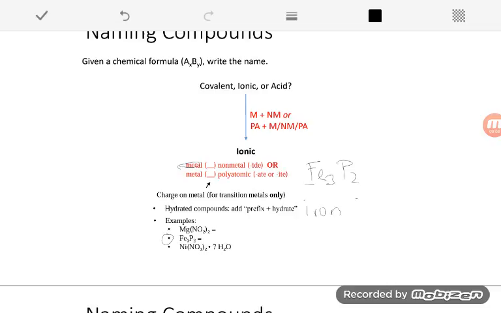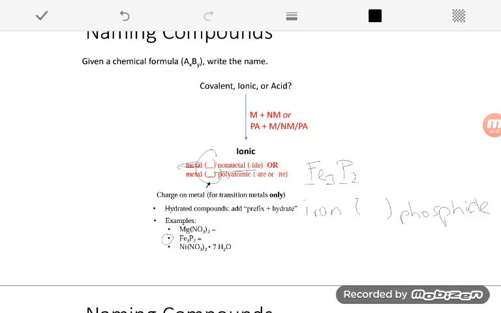Because it's a transition metal, I'm going to leave a parenthesis here that I'm going to go back and fill in later. And now I have just a nonmetal, so I'm just going to name it, turning my ending into IDE. So that was phosphorus, so it becomes phosphide. So metal, nonmetal. Now I need to fill in these parentheses.